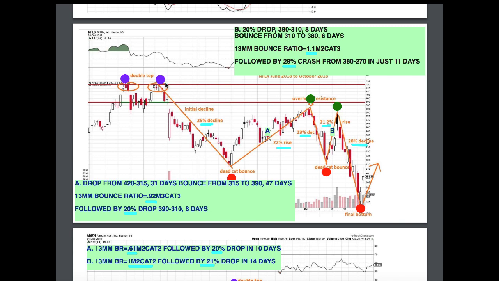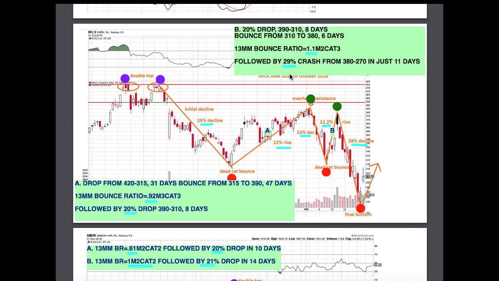You've got a double top. You've got a 25% decline all the way here to the red dot, okay? And then you got bounce A. In this case, if you're just looking at the chart, it looks like this bounce is not as great in size as the size of this drop. But in reality, when you take a closer look and calculate the ratio, it's actually 1.1. And you've got a magnitude 2, category 3 situation at the top here.